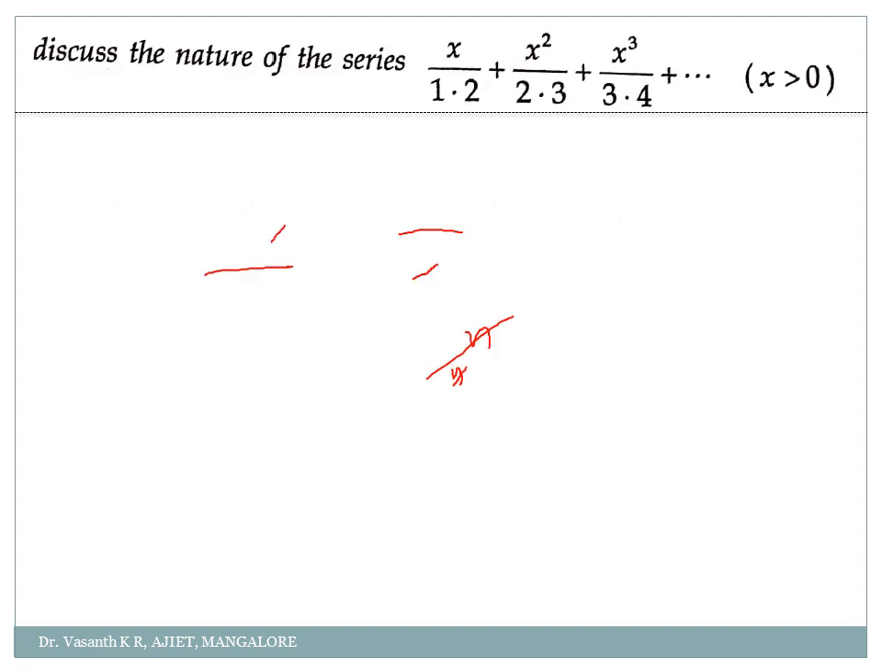Yes. Discuss the nature of the series x divided by 1 into 2, x square divided by 2 into 3, plus x cube divided by 3 into 4. Okay, so numerator, can you write the nth term easily? Yes, what is that? x power n. No problem. But how will you write the denominator?